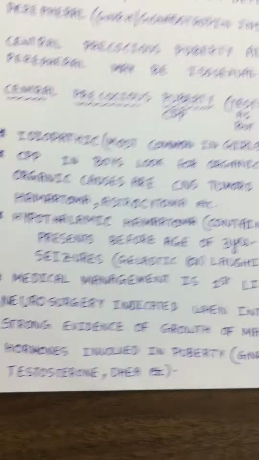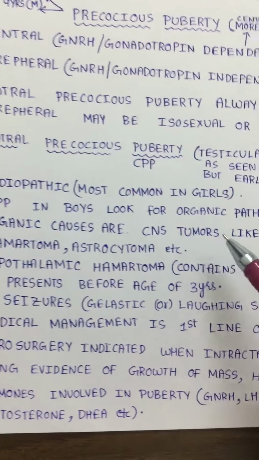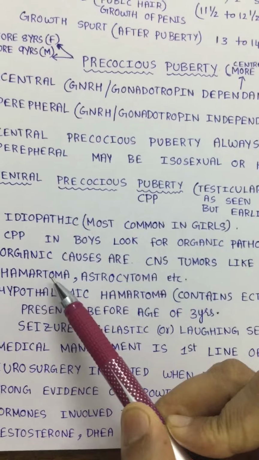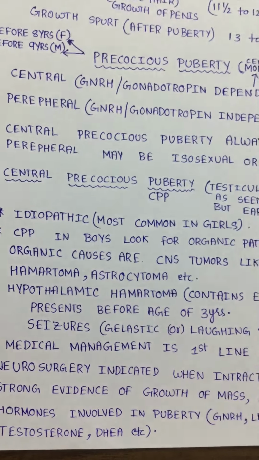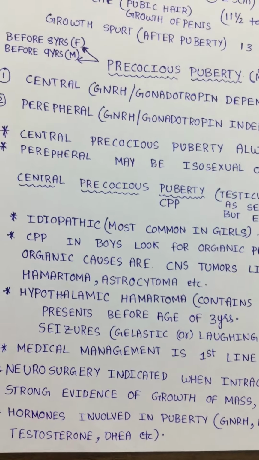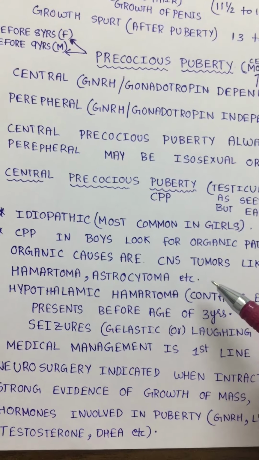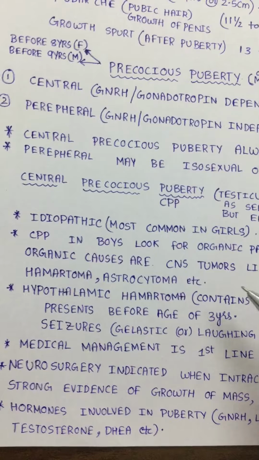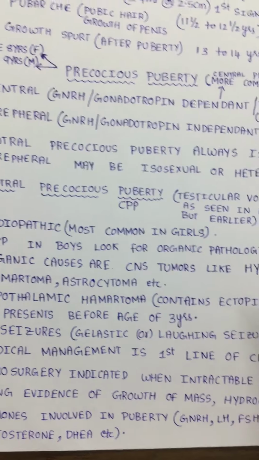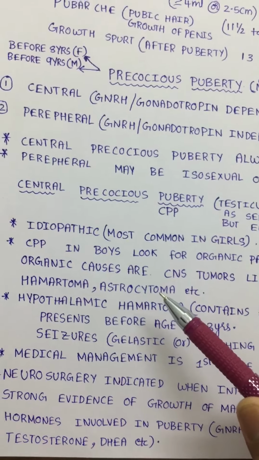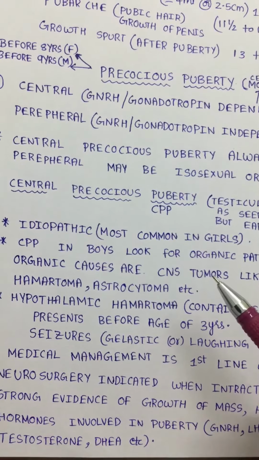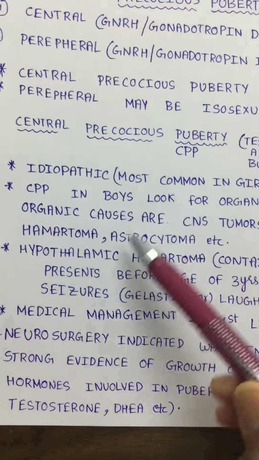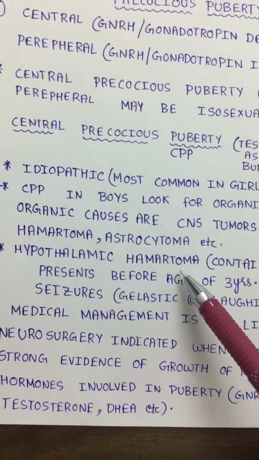Organic causes are mainly CNS tumors like hypothalamic hamartoma, astrocytoma, optic glioma, etc. Sometimes hydrocephalus and meningomyelocele will also cause central precocious puberty in children. So hypothalamic hamartoma, hypothalamic astrocytoma, and other CNS tumors like optic glioma are the organic causes. The main important cause is hypothalamic hamartoma.